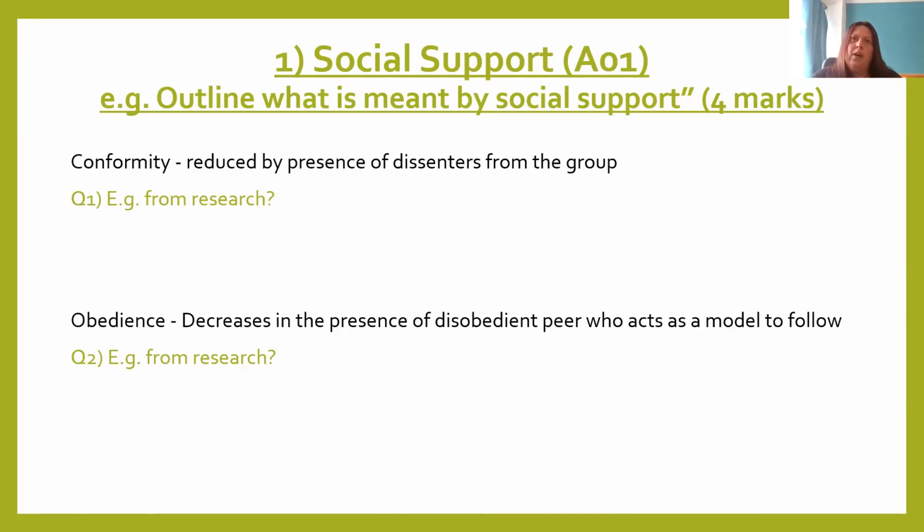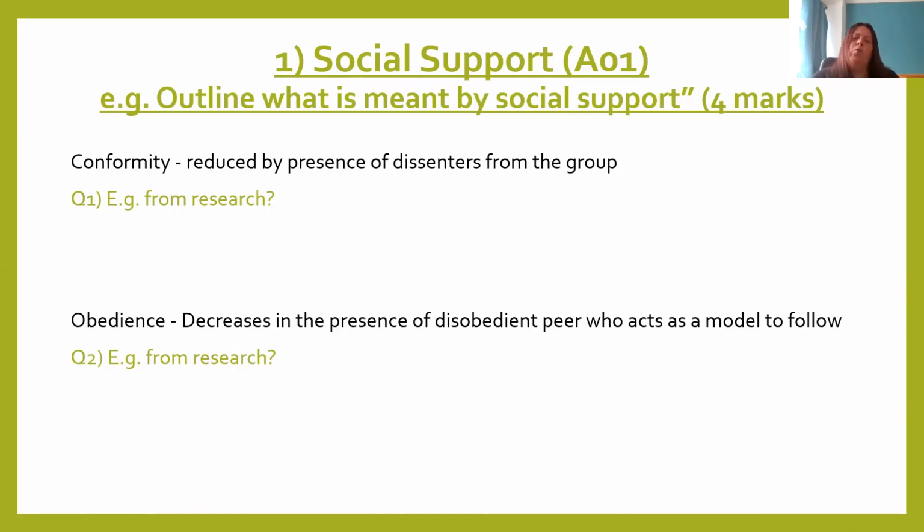So if we're looking at why people resist social influence, this has consisted of us learning about conformity and obedience. So we're going to get our 4 marks this way. So with conformity, we know that we are less likely to go along with others in the presence of someone else who also goes against the group. So think here, who was our key researcher for conformity? Think back to some videos that we've watched.